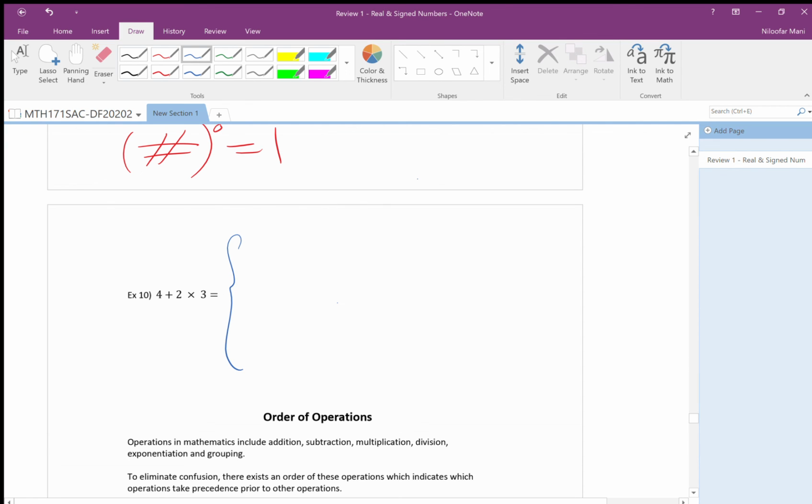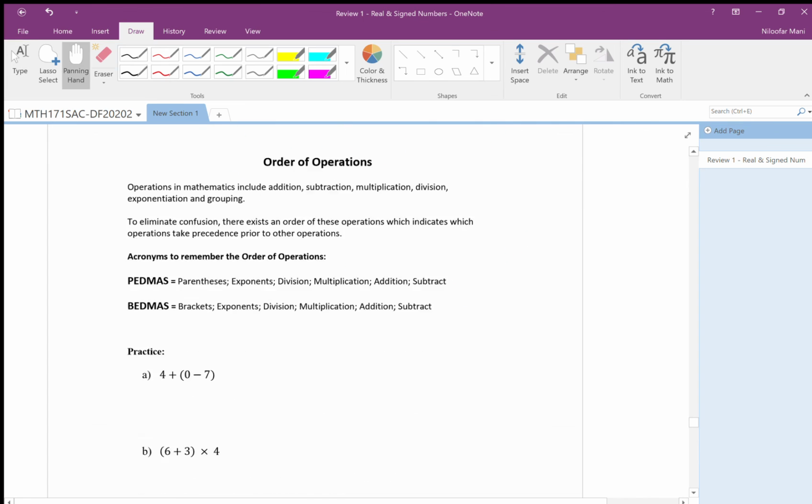can I say the answer is 6 times 3 because I add 4 and 2? Or I can say the answer is 4 plus 6, which is 10. Which one is correct? This one is correct and this one no, and I can show you why here. Okay.